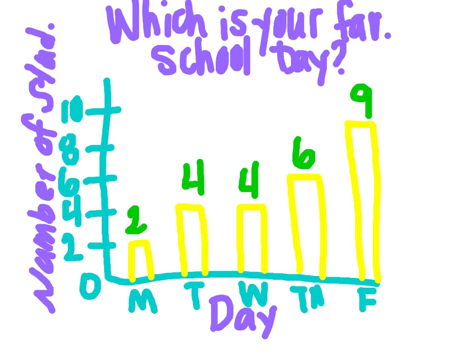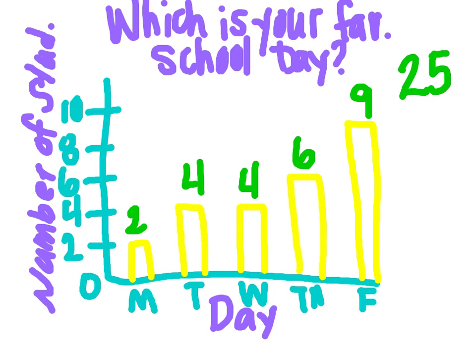How many students answered the question is number 3. So I need to add up all of the different students. So 2 plus 4 is 6, plus 4 more is 10, plus 6 more is 16, plus 9 more is 25. So 25 students answered the survey.